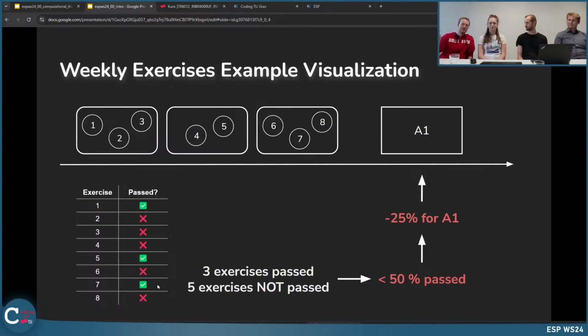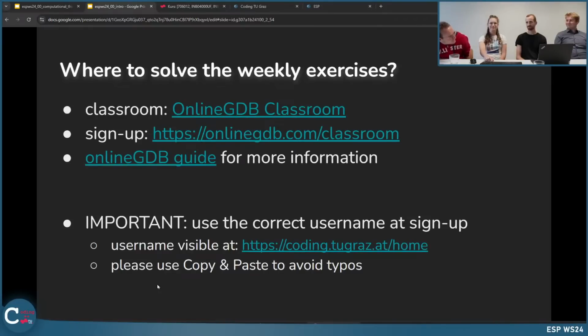So assume you would receive all 12 points on A1 but do not complete enough weekly exercises, you only get 9 points. And if you are another student who did all coding exercises except for number 1 and number 6, then this is at least 50%, so you immediately get all the points of your assignment. If you again have 12 points on A1, you really get those 12 points. I think this should be clear. Thanks for the nice visualization.